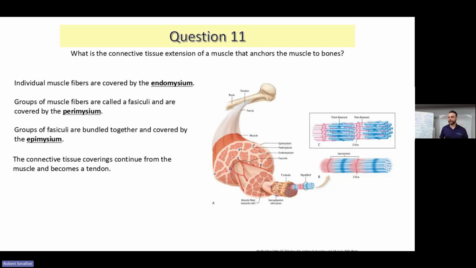Now, the place at which the tendon and the muscle meet, where the muscle ends and the tendon begins, we call that the musculotendinous junction.